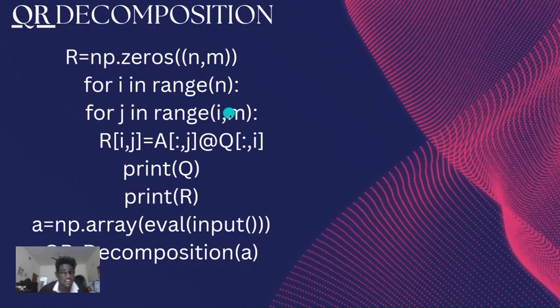Constructing R: initialize R as a zero matrix. For each entry in R, compute the dot product between the corresponding columns of Q and A. Output: print the matrices Q and R.